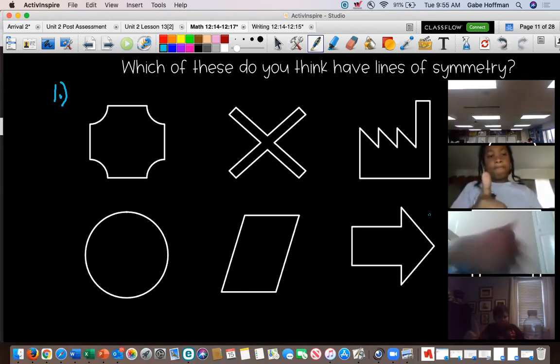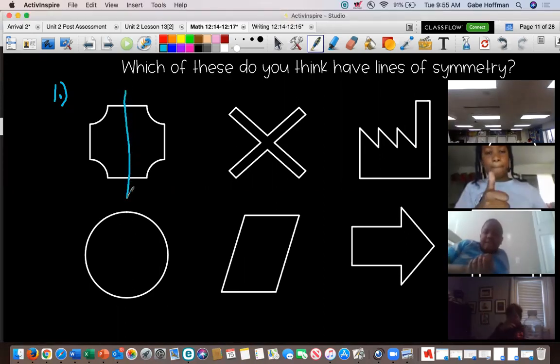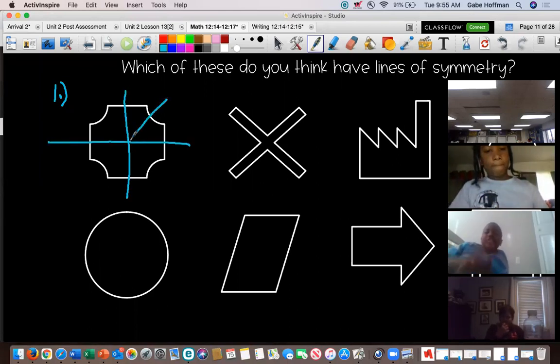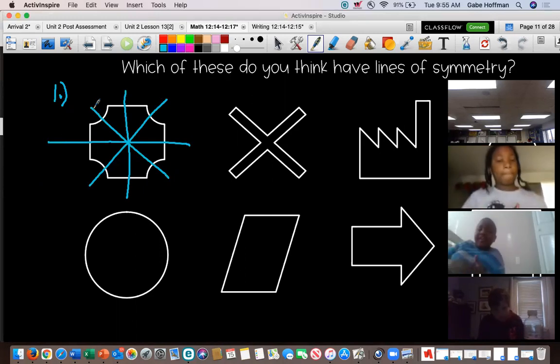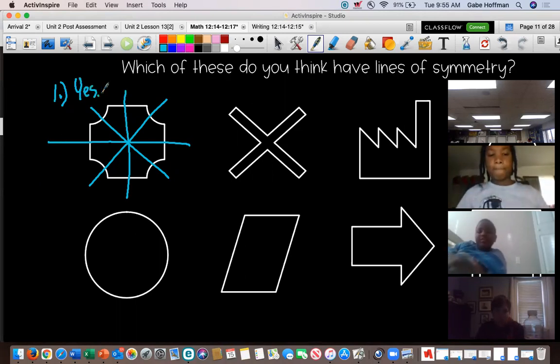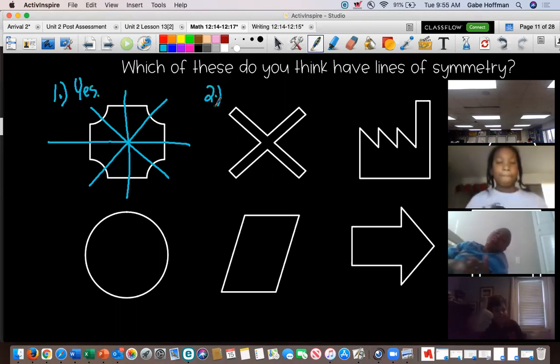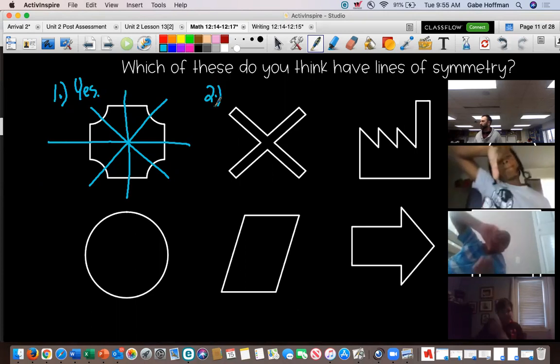Very good. I could fold it this way, and it's the same on both sides. I could fold it this way. I could fold it this way, or I could fold it this way. Four different ways to make that symmetrical shape. Number two, so number one is yes. Number two, this X, symmetrical or not, thumbs up or thumbs down?